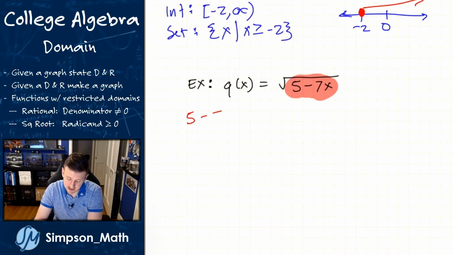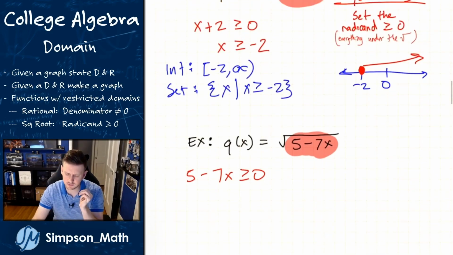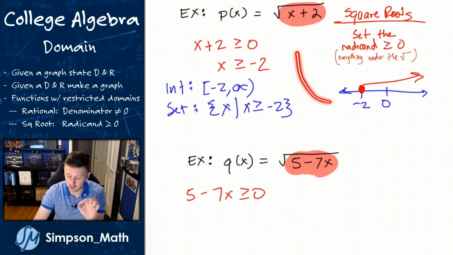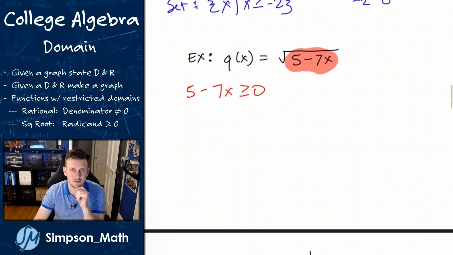So I can say 5 minus 7x has to be greater than or equal to 0. Whatever comes out of that can be 0, but it has to be 0 or bigger, right? It cannot be negative. Notice with this previous one, negative numbers were fine. I can plug in negative 2, negative 1, negative 1.5, negative 0.1. Negative numbers could go in here, but once it's simplified and I apply the square root, it has to be 0 or positive. So I have to solve for x. What do I do first?